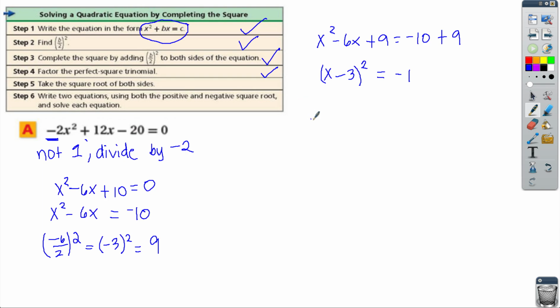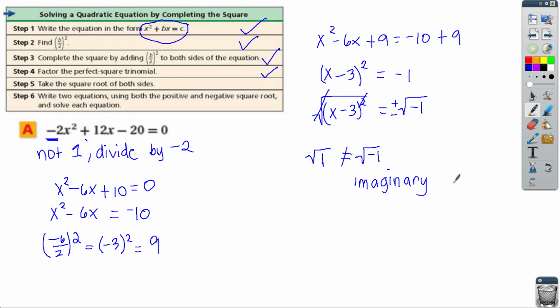Step 5, take the square root of both sides. All right, so let's rewrite. I'm going to go ahead and take the square root of each side, and then knowing that I need to take a positive and negative sign. All right, however, I'm going to have some issues here. The square root of positive 1 is not equal to the square root of -1. Don't assume they will be, because in this case, you're looking for a square root specifically of a negative number. And when you do that, it results in what you call the imaginary numbers. Okay, imaginary numbers will allow you to get the square root of any negative number.